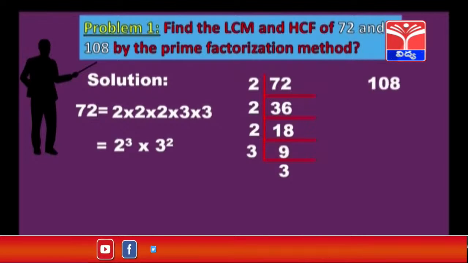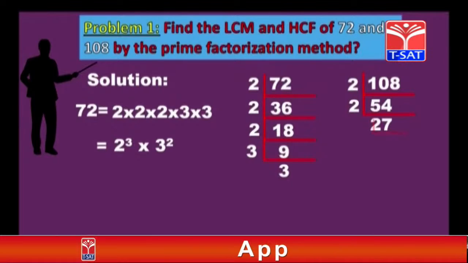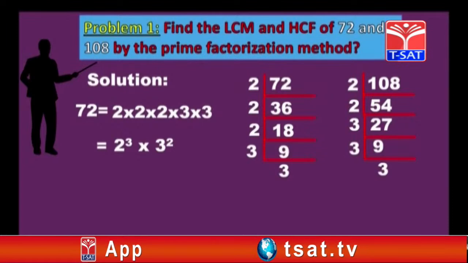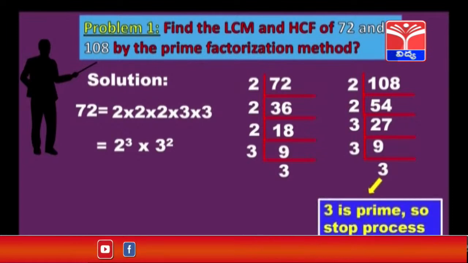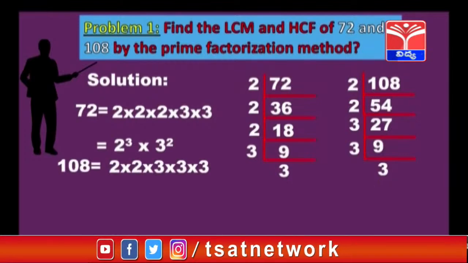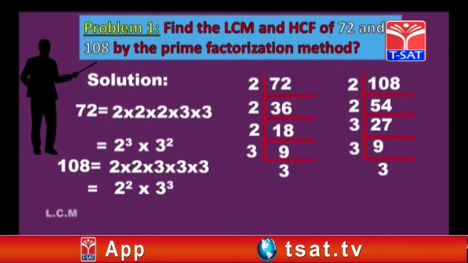Now let us do the second one. 108 prime factorization: 2 54s are 108, 2 27s are 54, 3 9s are 27, 3 3s are 9. So here 3 is a prime, so stop the process, which we can write as 108 is equal to 2 into 2 into 3 into 3 into 3, which can be written in the power form as 2 square into 3 power 3.